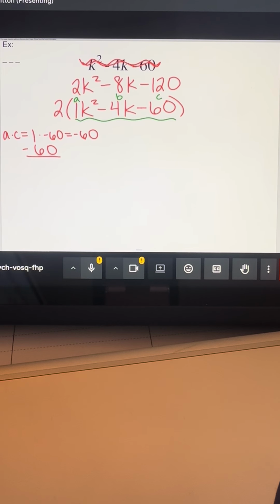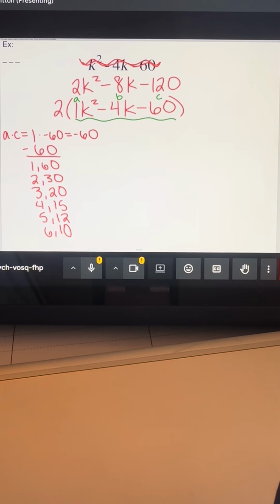So 60 divided by 1 gives you 60. 60 divided by 2 gives you 30. 60 divided by 3 is 20. 4 and 15. 5 and 12. And then 6 and 10. Those are all the factors of 60. There's quite a few there, but we want to list all of them just in case we need them.